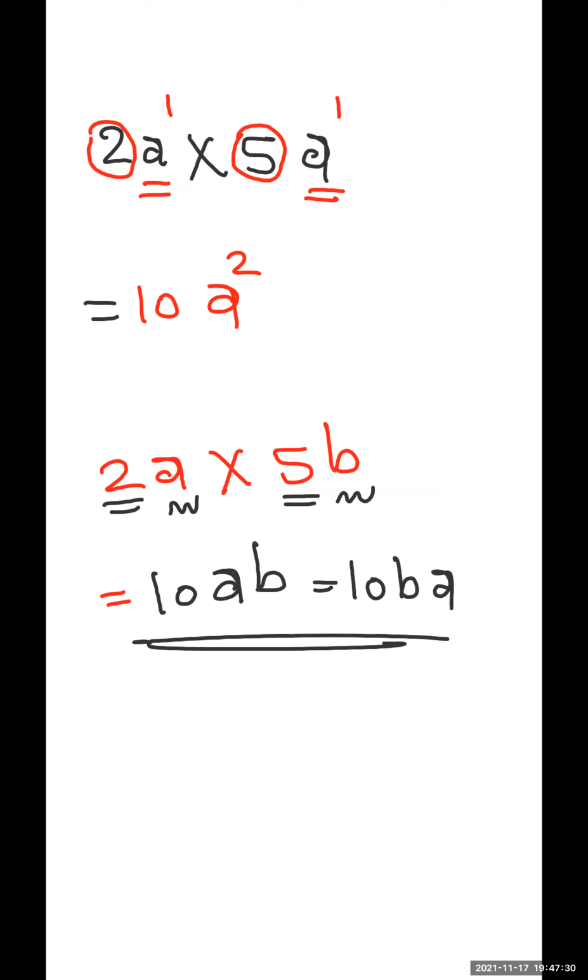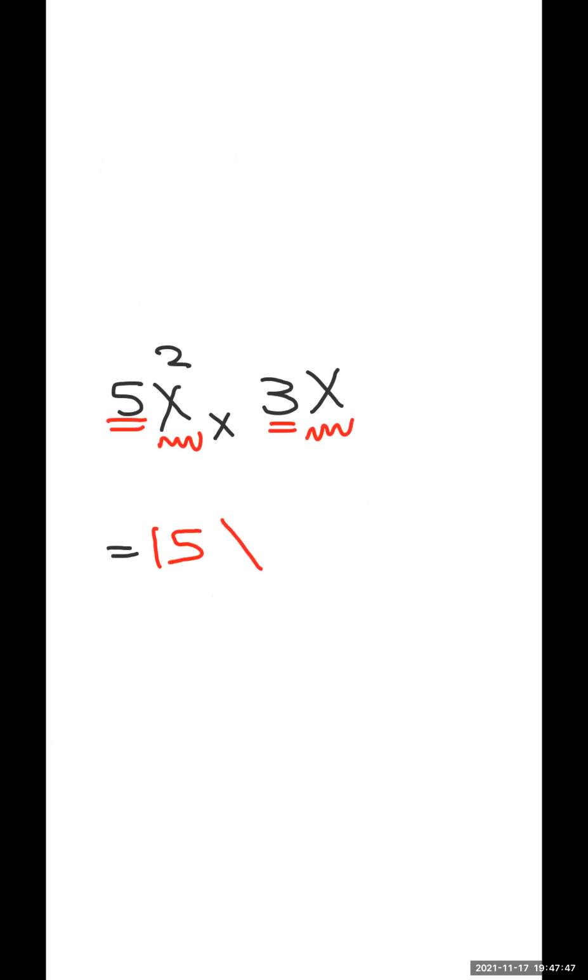One more example. If I want to multiply 5x squared times 3x. So in this case, as we said, multiply the coefficients. 5 times 3, it's 15. X squared times x. So x power 3, because here 1. So 2 plus 1, x to the power 3. Okay, clear?